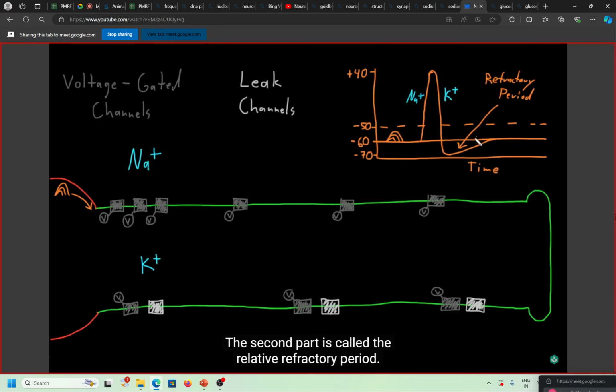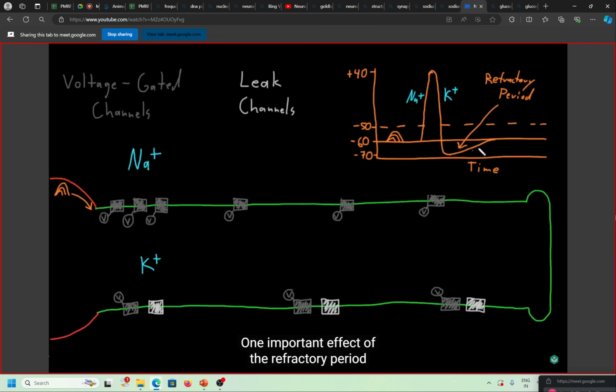The second part is called the relative refractory period, and during this time, the voltage-gated sodium channels have become functional again. They can respond to depolarization. However, the membrane potential is hyperpolarized. It's not yet back to the resting potential. Therefore, it would take more excitatory input than normal to trigger an action potential during the relative refractory period.